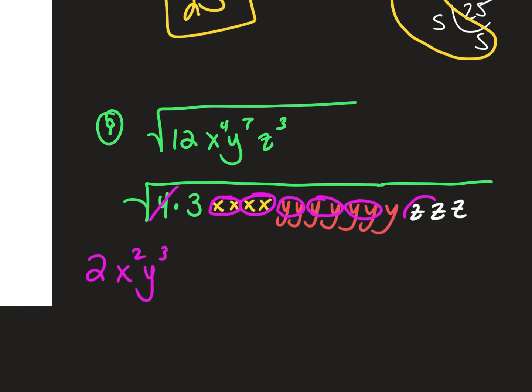And how many pairs of z's can I pull out? Just 1. So what is left over? What's left inside our house? 3, what? 3, y, what? Z. Yeah.